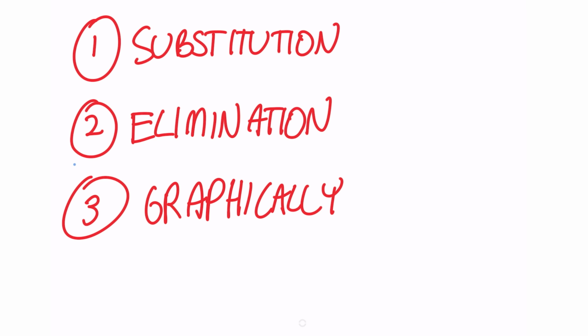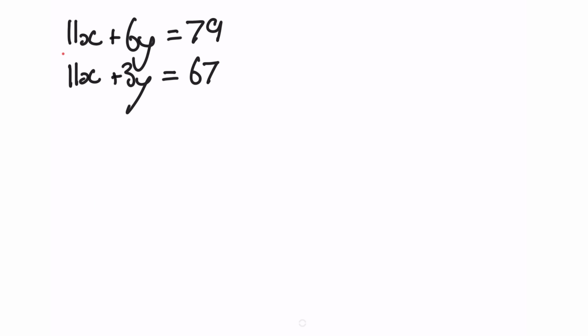As we were discussing yesterday, there are three main methods of solving simultaneous equations: substitution, elimination, and the graphical method. Today we're going to be looking at elimination. The elimination method works by trying to get the coefficients of both the x's or both the y's to be the same in both equations.